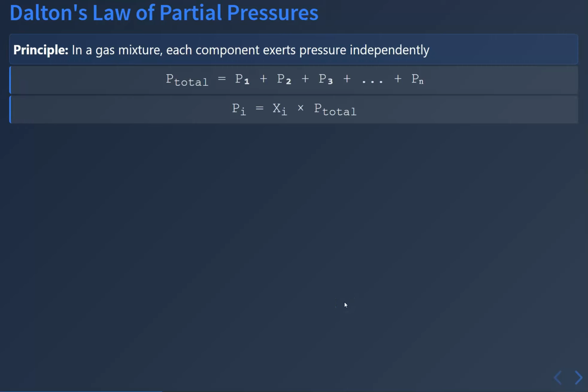Well, Dalton's law of partial pressure. The principle of Dalton's law is that in a gas mixture each component exerts pressure independently. So P total will be P1 plus P2 plus P3 plus dot dot dot plus Pn. Here 1, 2, 3 are nothing but the components. So the partial pressure of the i-th component is Xi, the mole fraction, times P total. Here Xi is nothing but Ni by N total.